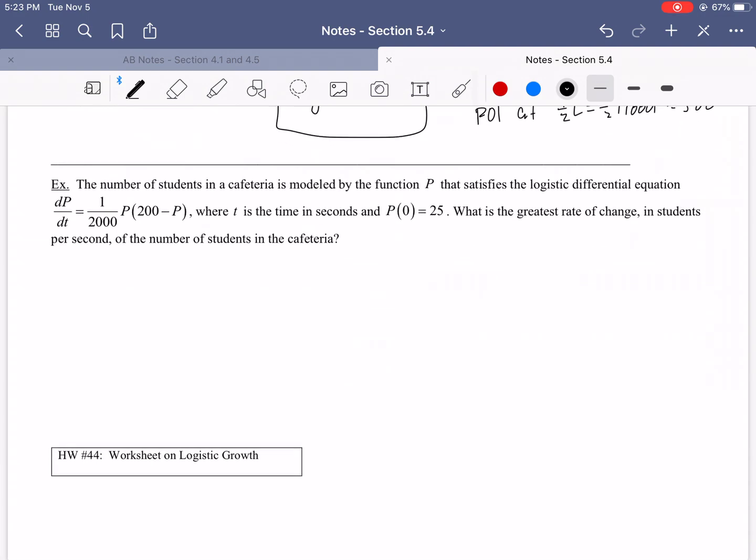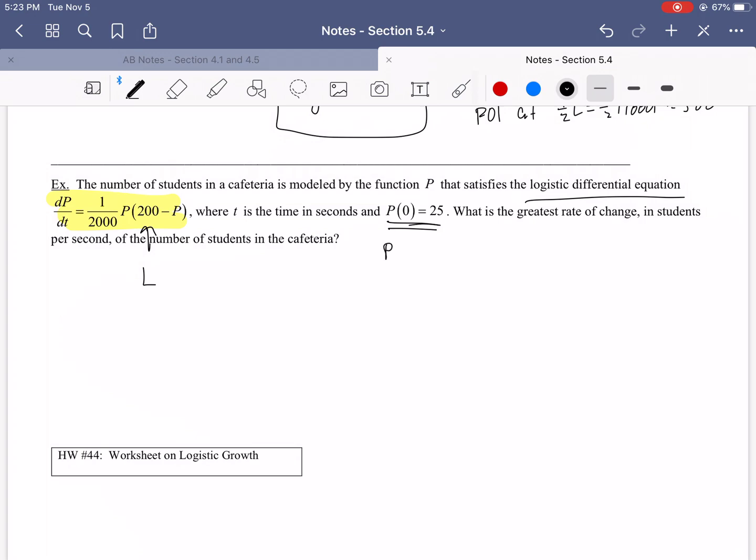Okay, and then the final question says the number of students in a cafeteria is modeled by the function p that satisfies the logistic differential equation 1 over 2,000 p times 200 minus p. So automatically you should be able to recognize a couple of things from this differential equation. The first is that 200 represents your carrying capacity. T is the time in seconds, and p of 0 is equal to 25.